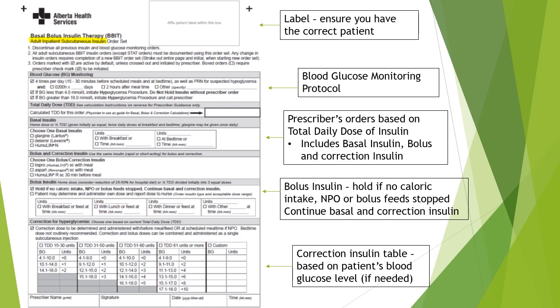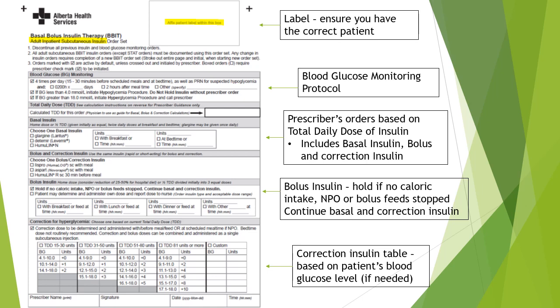So there are two things that I'll actually recommend that you always check in the beginning when you're using this order sheet. And the first piece is double checking that patient label. So just to be aware that in an acute care setting, there's a fair amount of patients that have diabetes. So you want to make sure that you have the right patient and that you're administering the insulin to the correct person. And that's perhaps one of the most important things to do.